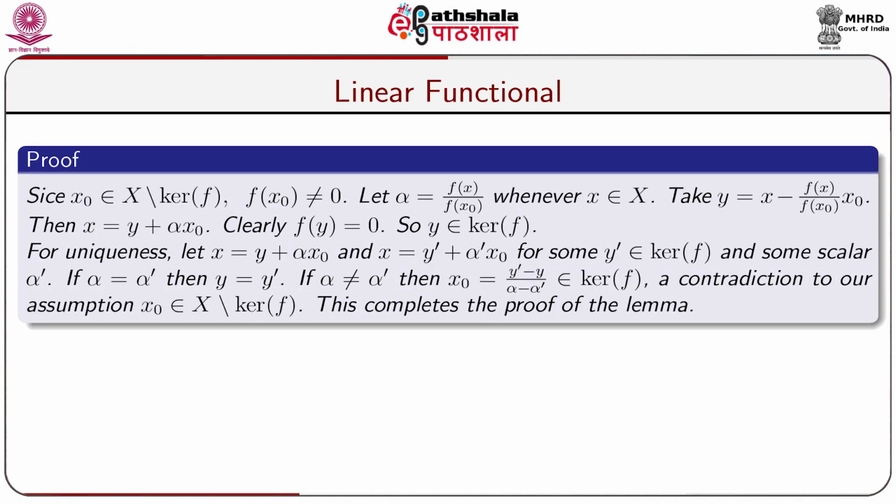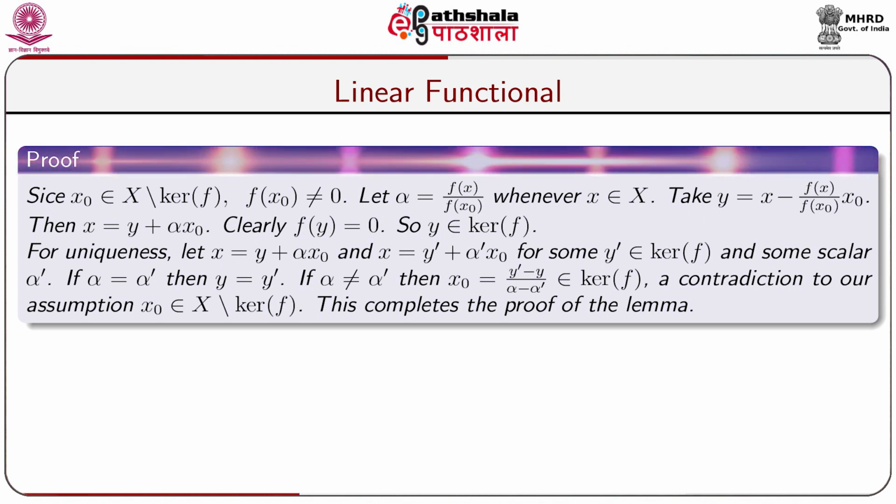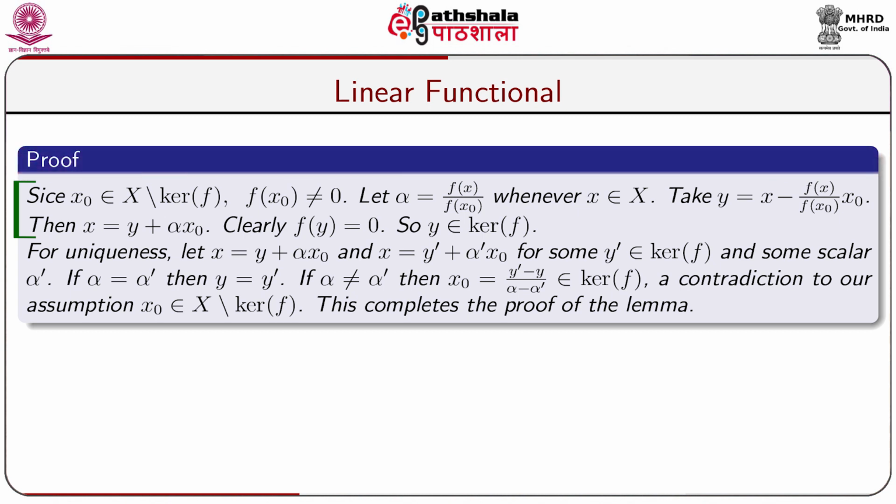The proof is given below. Since x naught belongs to X minus kernel of f, f(x naught) is not equal to 0, and let alpha be equal to f(x) by f(x naught) whenever x belongs to X. Take y equal to x minus f(x) by f(x naught) times x naught. Then x is equal to y plus alpha x naught. Clearly, f(y) is equal to 0. So, y belongs to kernel of f.